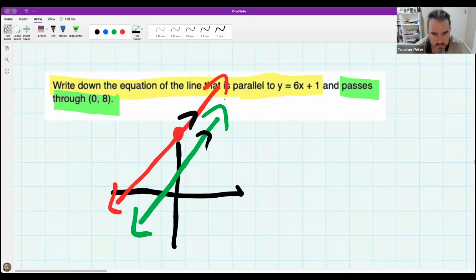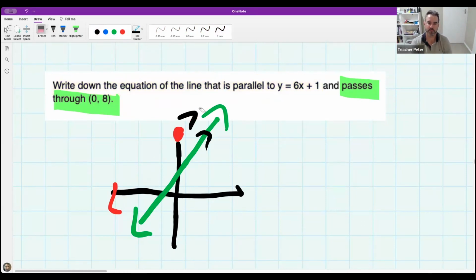So I want you to try and work that out and write it in the chat. But if you're confused, I encourage you to ask a question. What is the equation of the line that is parallel to the green one, but goes through this point here? Pop it in the chat.